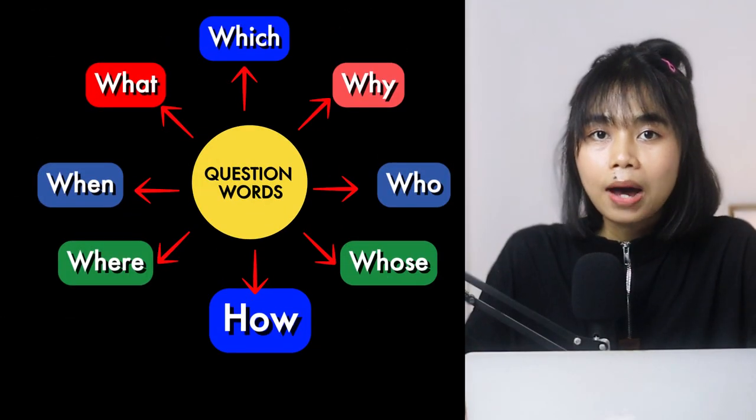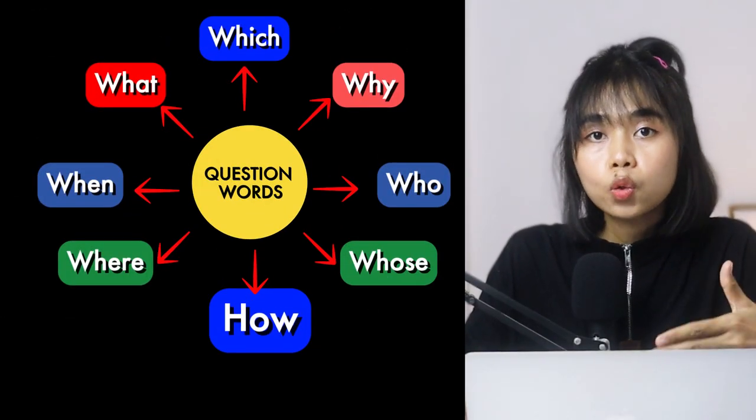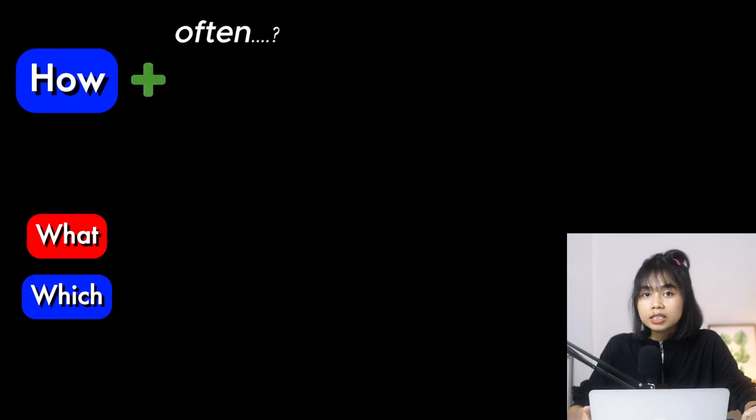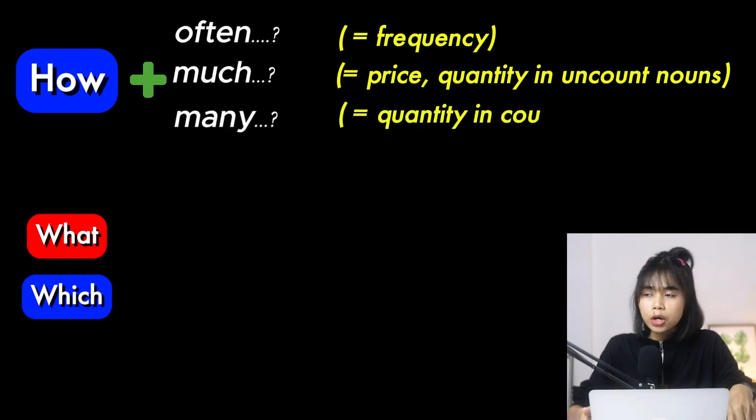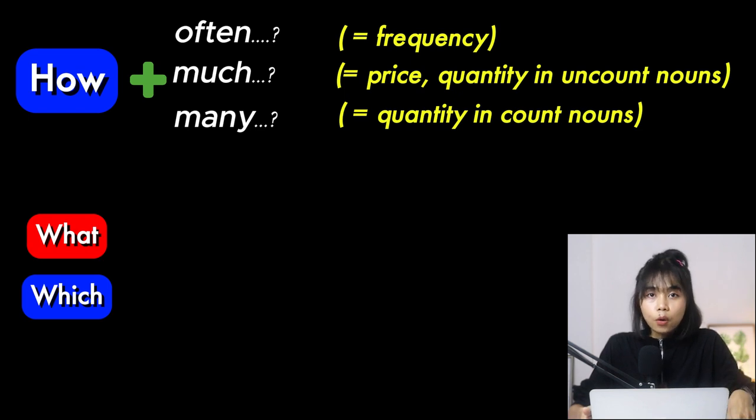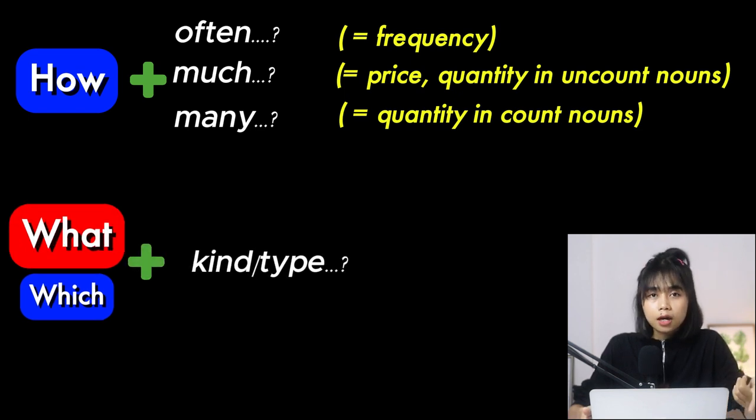We can also make compound questions by putting 2 words together. How often is used to ask about frequency. How much is used to ask about price or a quantity in uncountable nouns. How many, to ask about a quantity in countable nouns. The other examples are what kind, which kind, what type, which type.